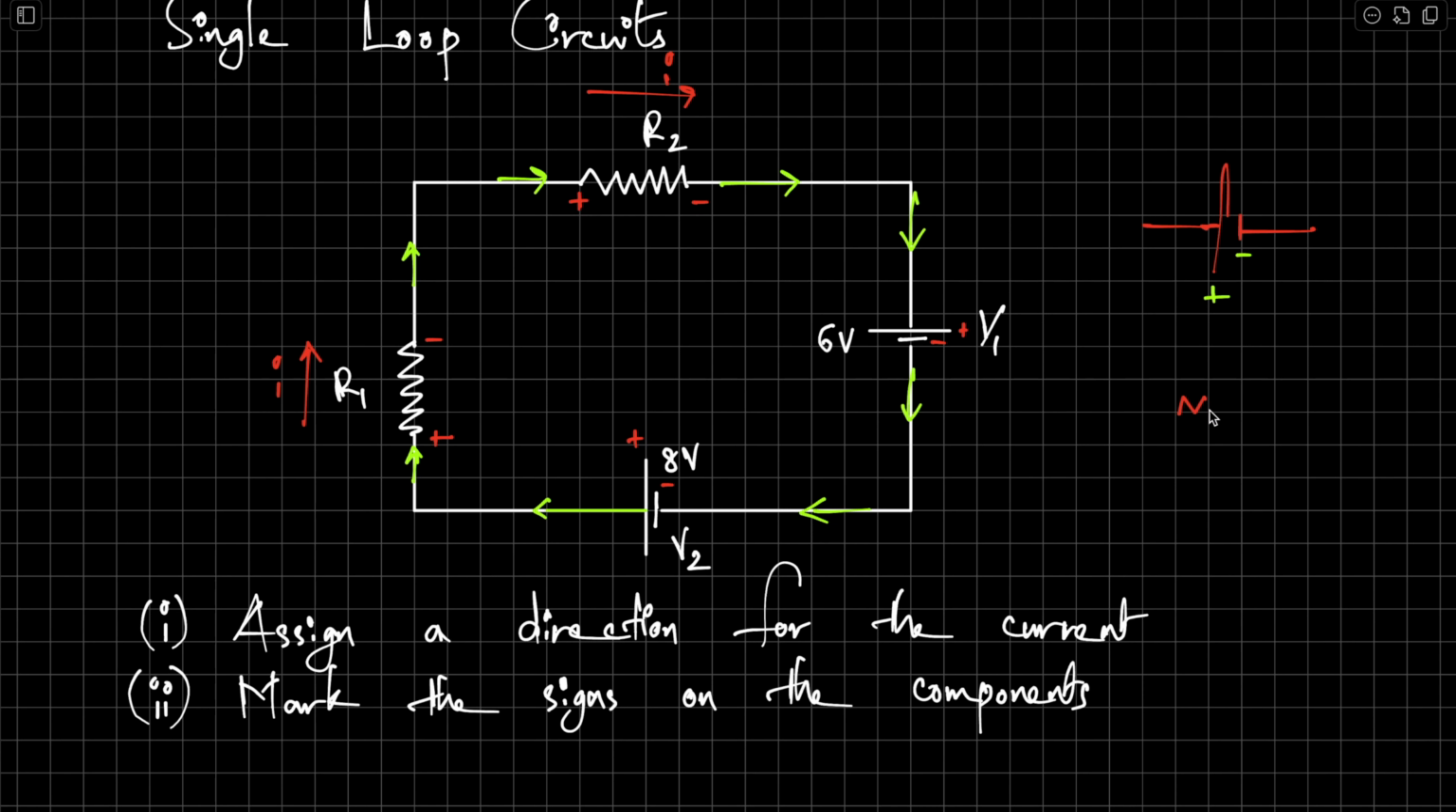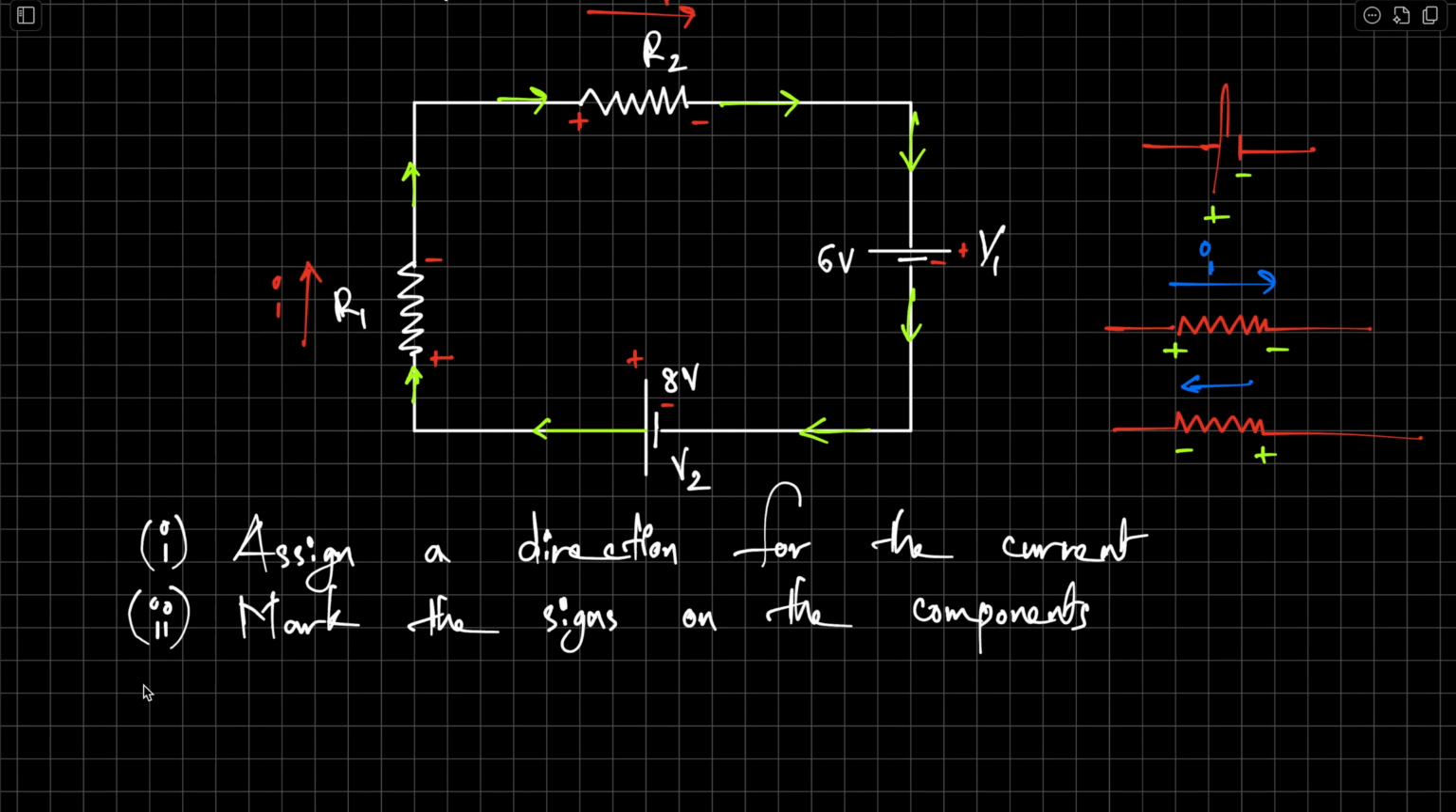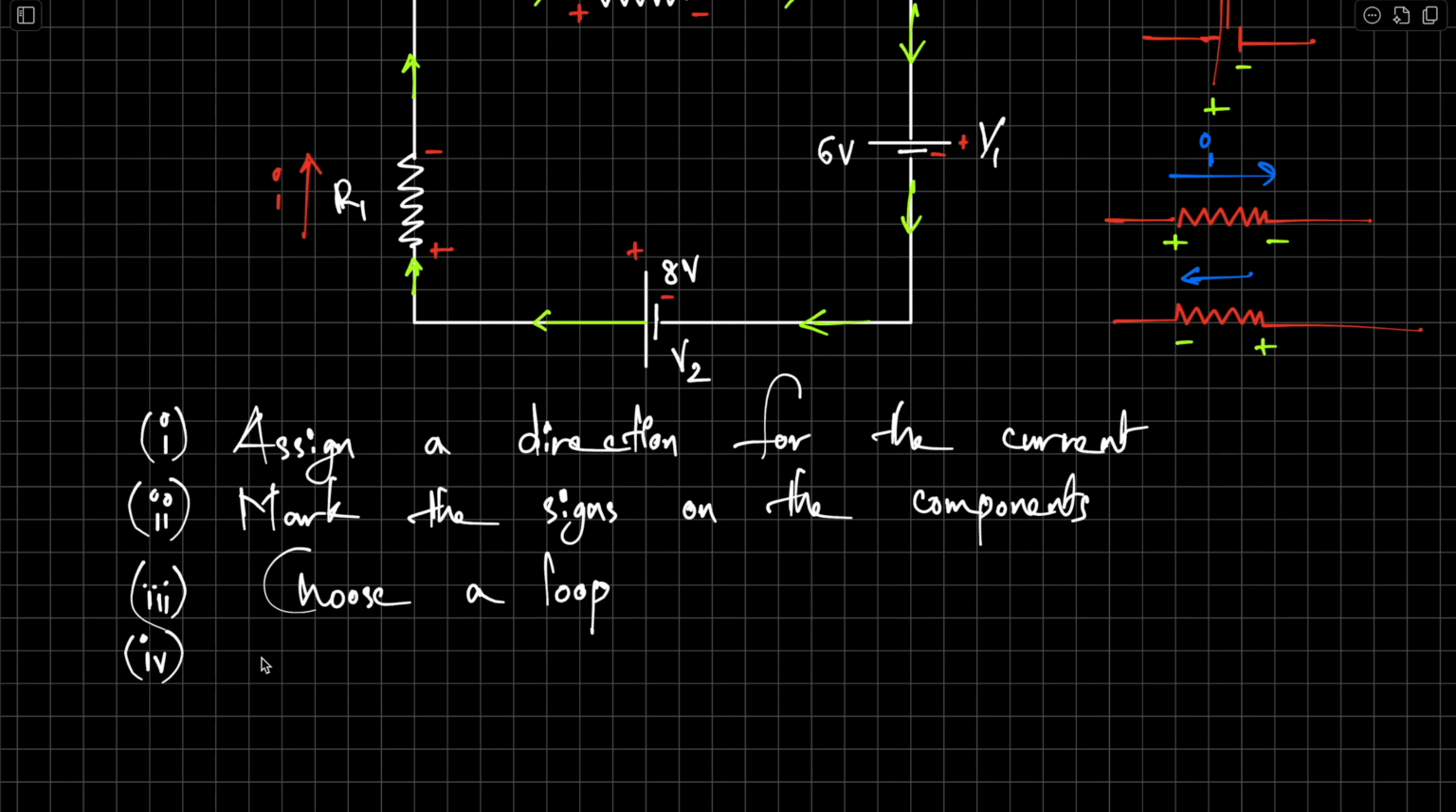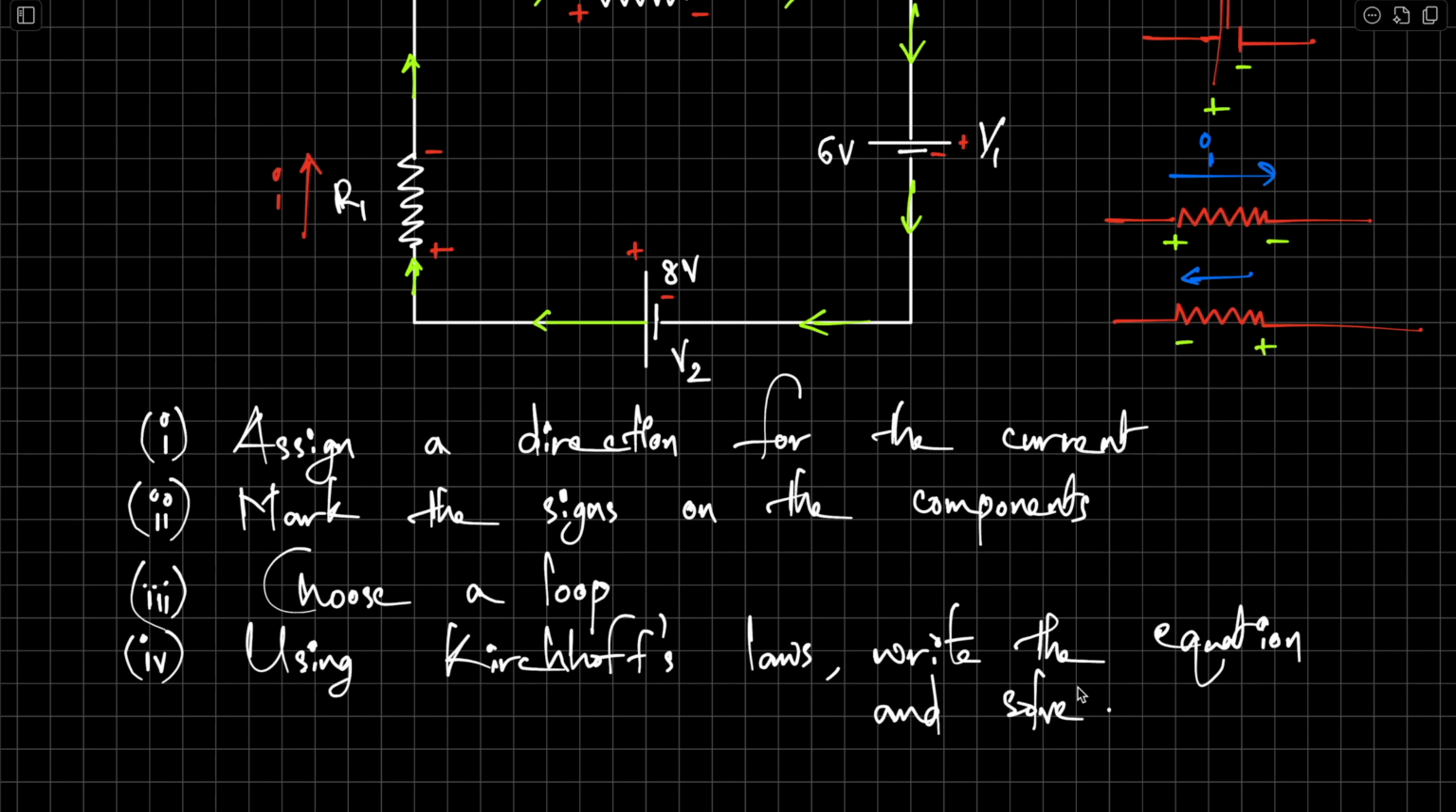So for a resistor, depending on the direction of the current, the sign would change. If current is flowing to the right, this is positive, this is negative. If current is in the opposite direction, this is plus, this is minus. So current flows from plus to minus. That's how you mark the signs on the components. The third step is to choose a loop, either clockwise or counterclockwise. You can choose any loop, it's totally fine. The last step, using Kirchhoff's laws, write the equation and solve.